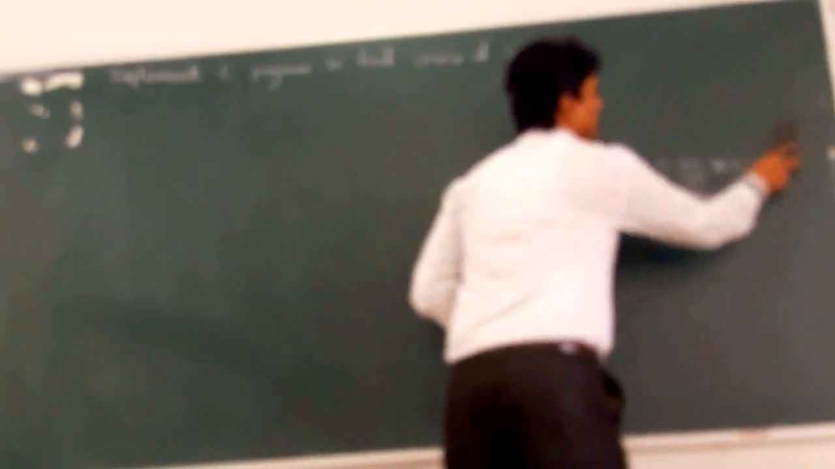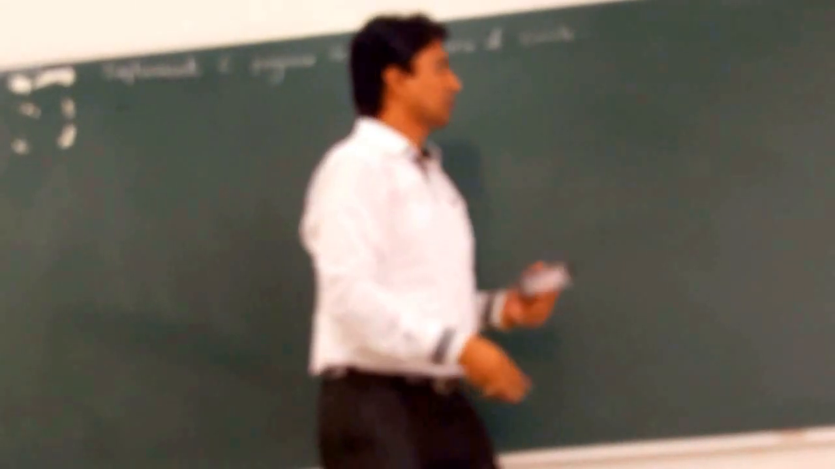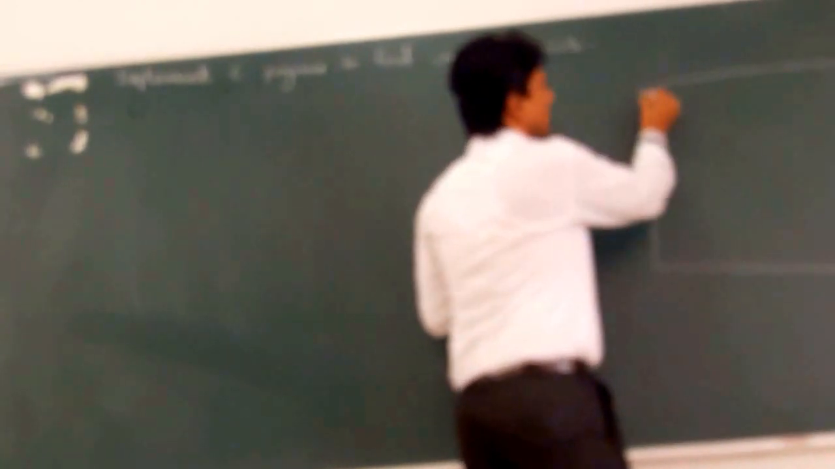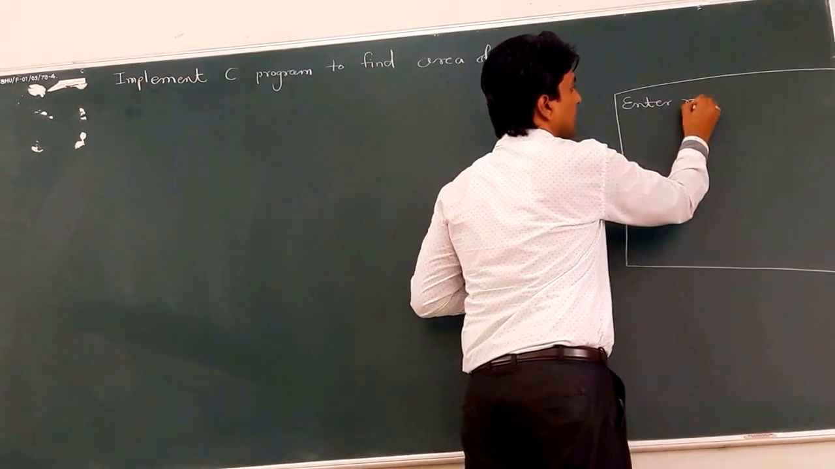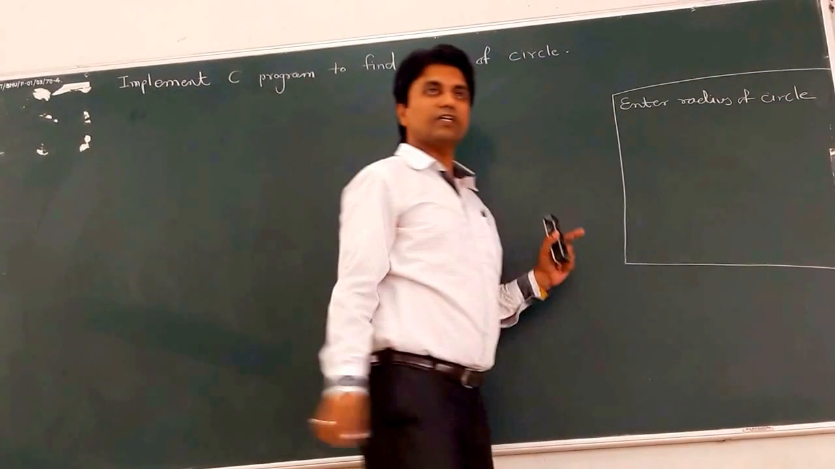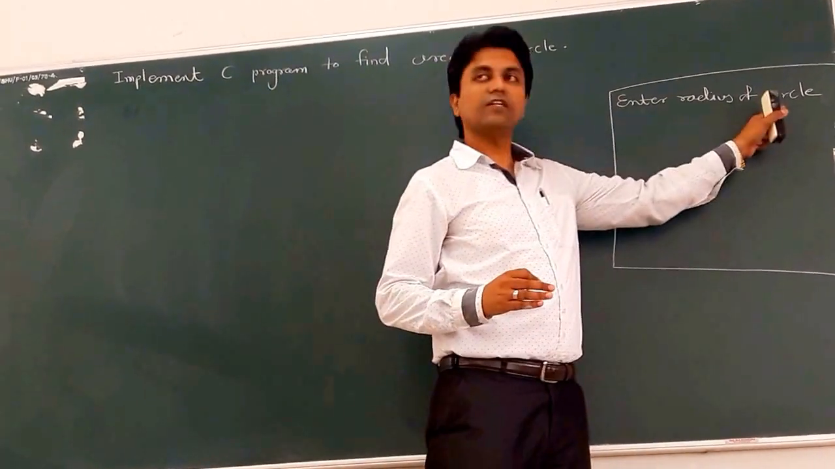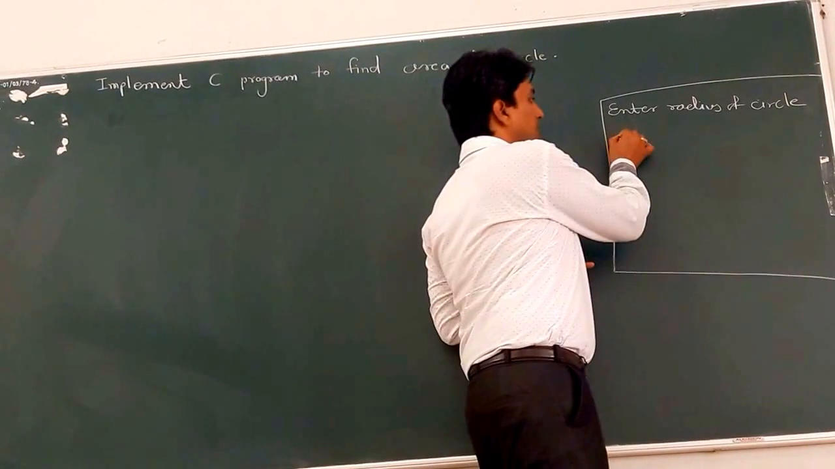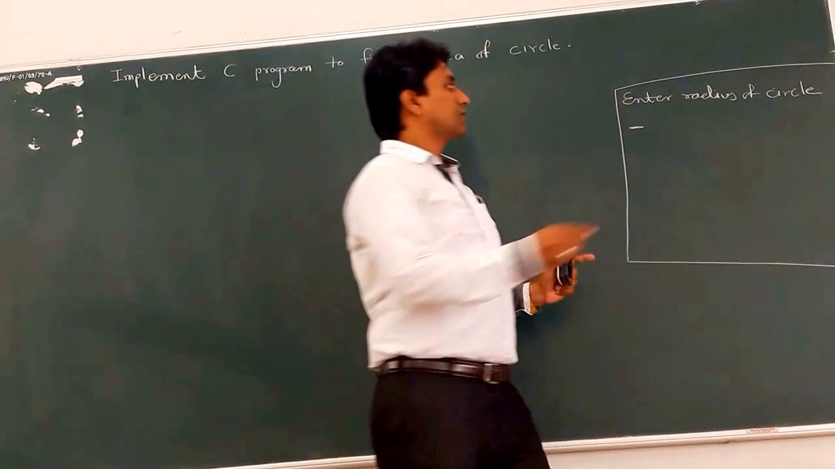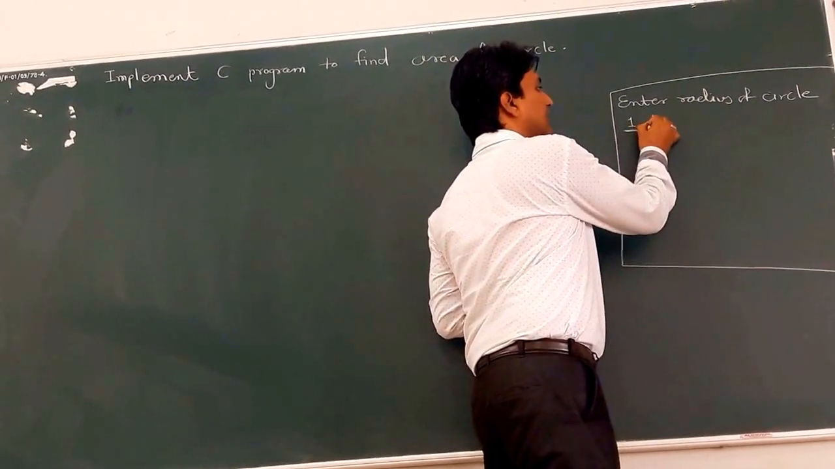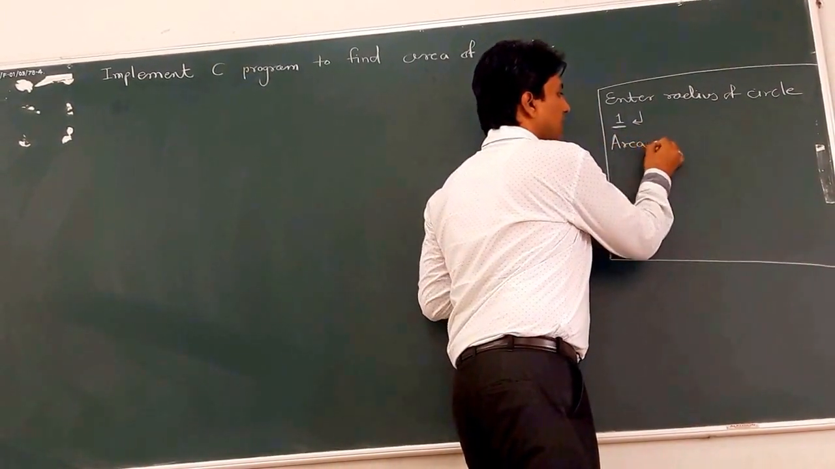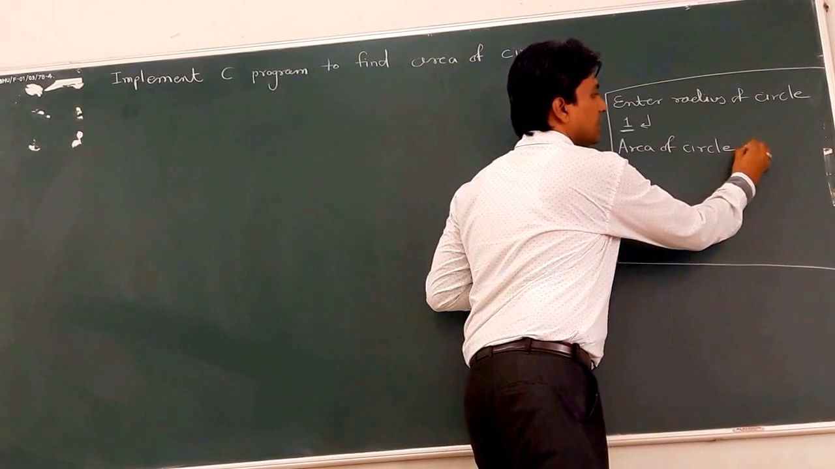Clear? So how does the output screen look? This is your console or output screen. Here first is the message: enter radius of circle. This is the first message on the console. After that the cursor is blinking for taking a value from the user. Suppose the user enters 1 as the radius. Clear? Then the last message is area of circle is equal to.